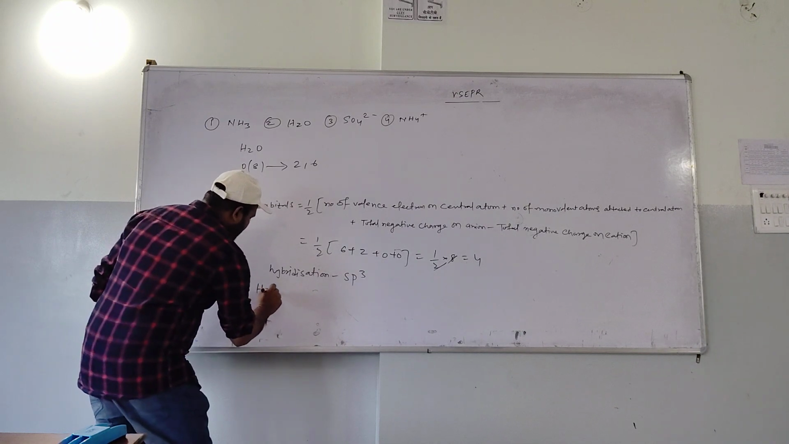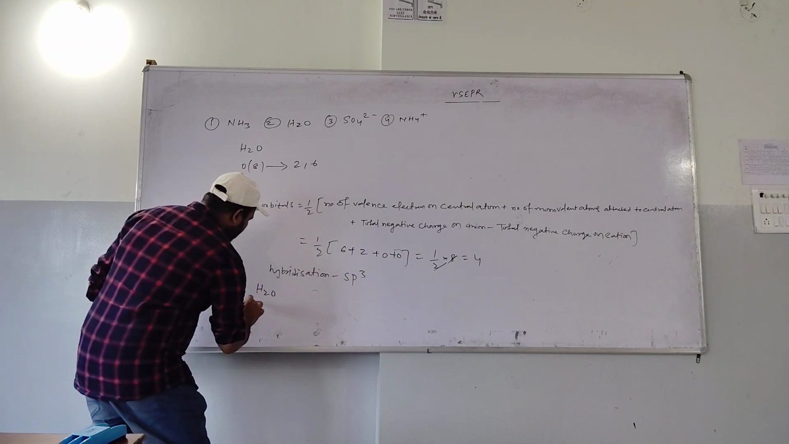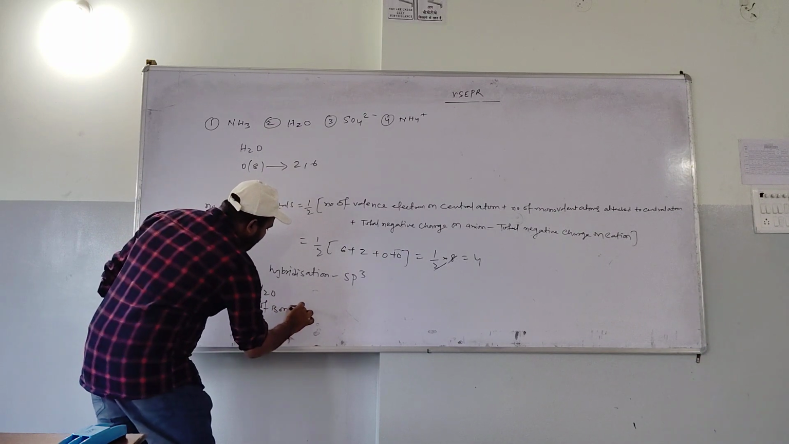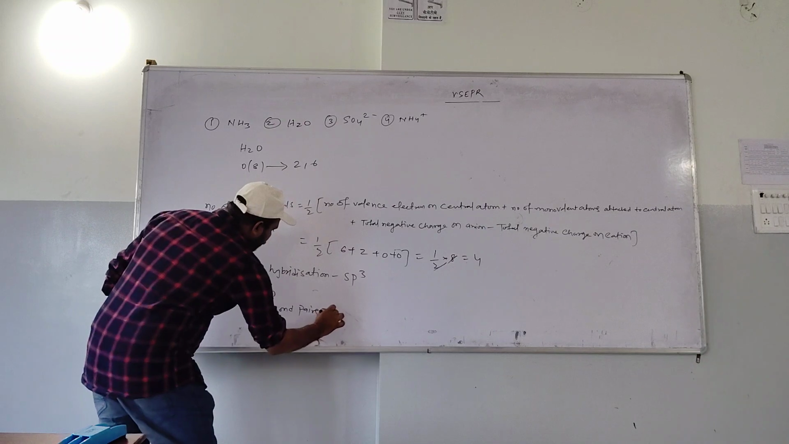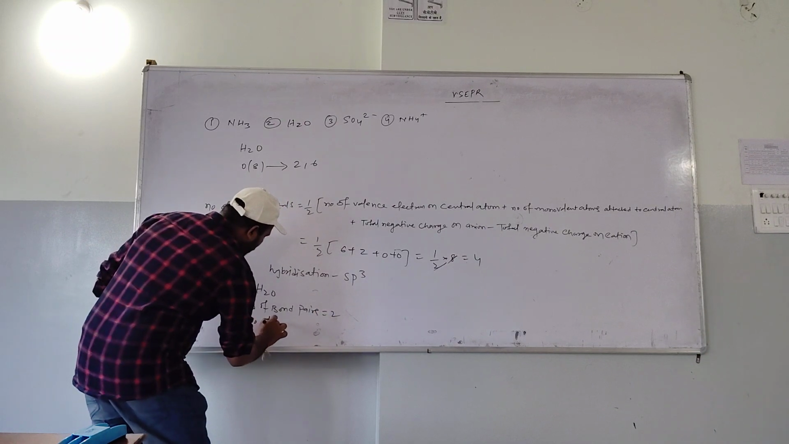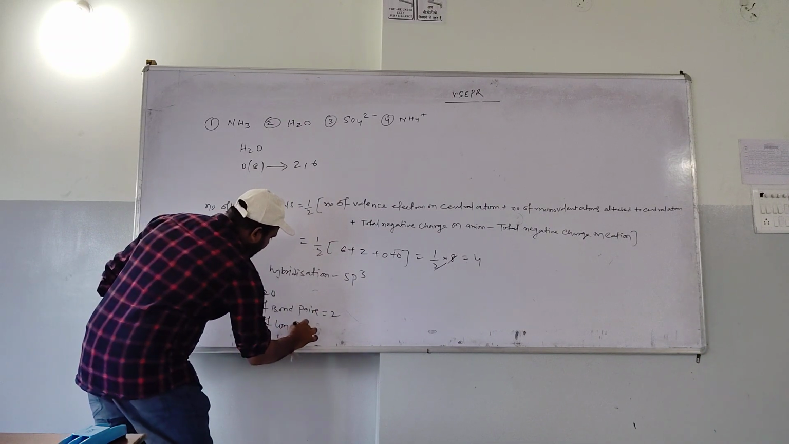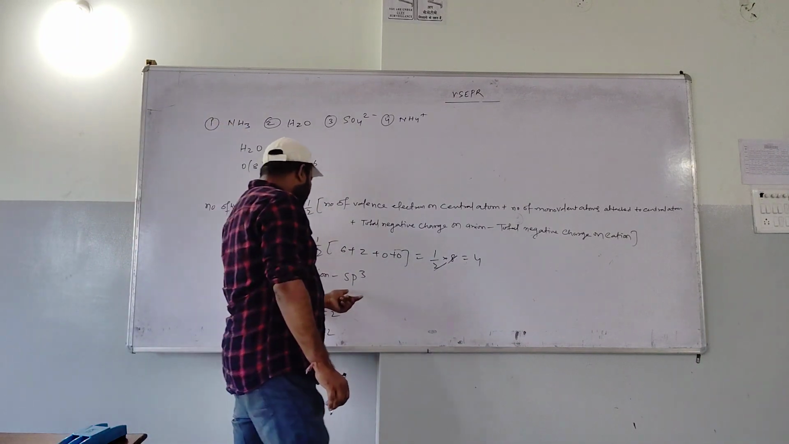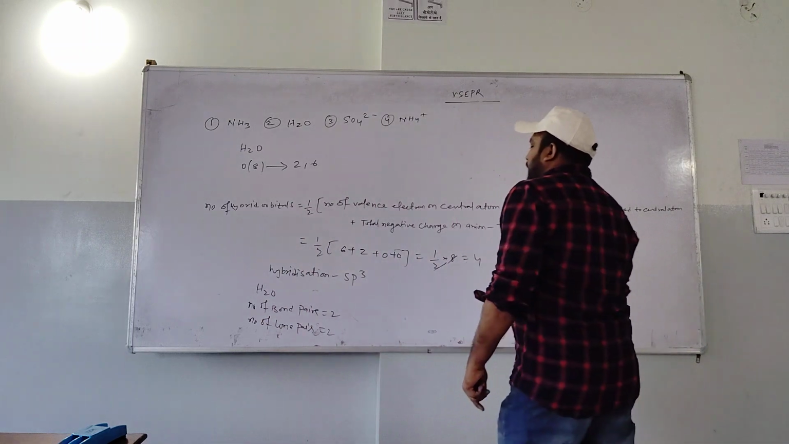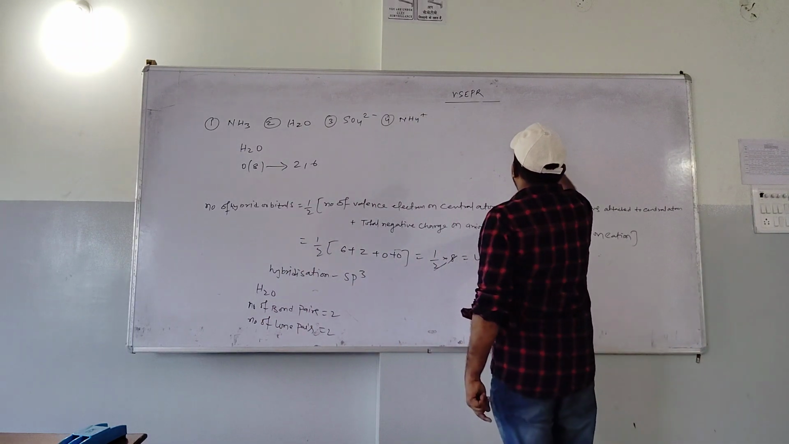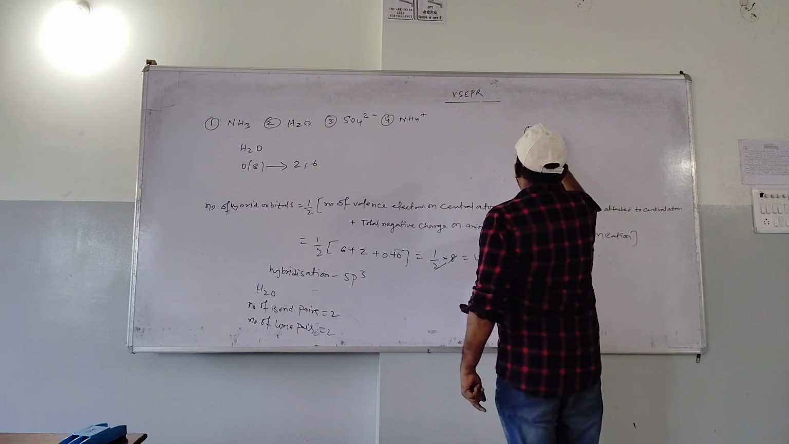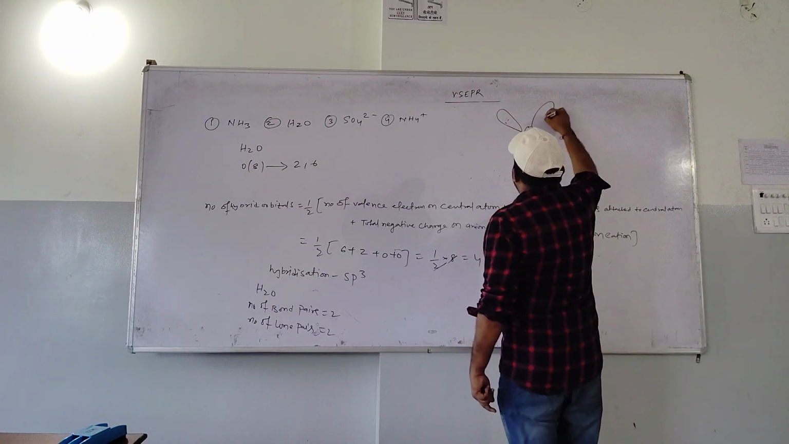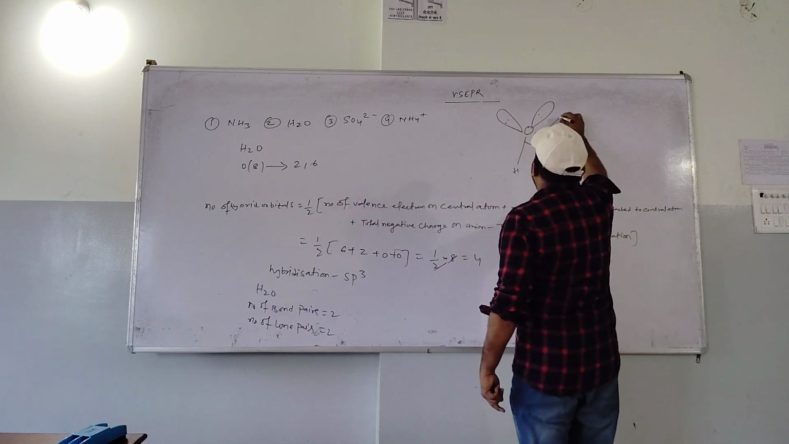H2O has number of bond pairs equal to 2 and number of lone pairs also equal to 2. So sp3 hybridization having 2 bond pairs and 2 lone pairs, it has a bent structure.